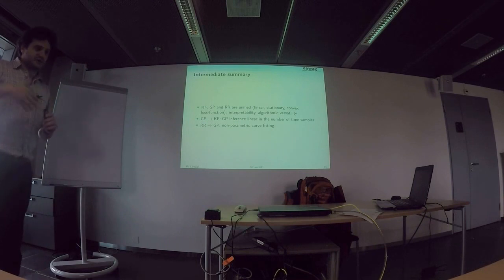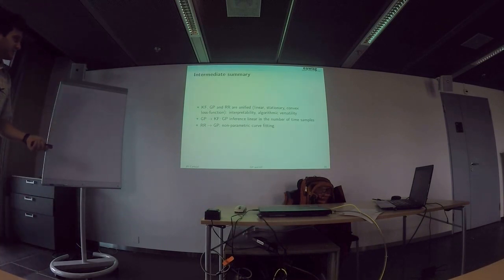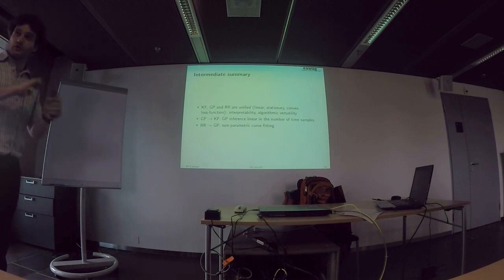So, an intermediate summary, because I want to go to the tricks now, and we have 10 minutes. We unified these three methods in certain situations. When you have a linear state space model, a stationary Gaussian process covariance function, and a convex loss function for the regularizer, then these things are equivalent. You can go from one to the other.